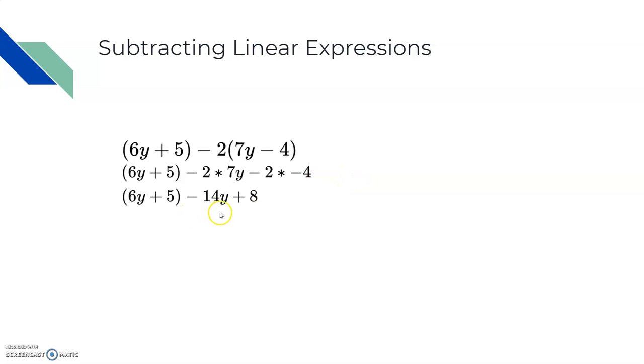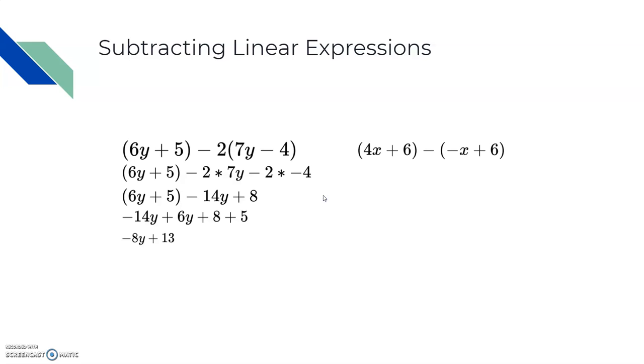Now I put it into distributive property: minus 2 times 7y and minus 2 times minus 4. We get minus 14y as a result of minus 2 times 7y. And we get 8 from minus 2 times minus 4, because when you multiply a negative and a negative, you always get a positive. Now we're going to be combining the like terms. Minus 14y plus 6y plus 8 plus 5. And now we get minus 8y plus 13.